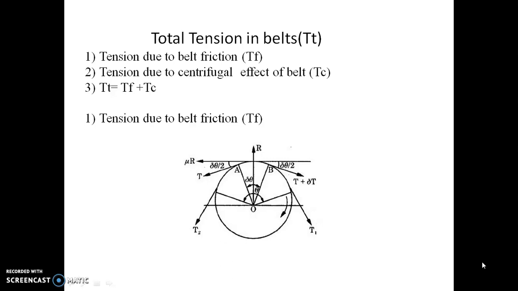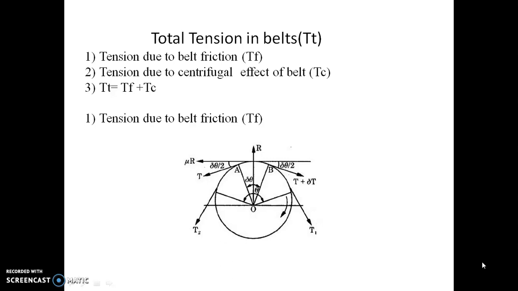The first one is tension due to belt friction. It is denoted by TF. The second, the tension due to centrifugal effect of belt. It is denoted by TC. So the total tension in the belt will be TF plus TC. Now we will see the first parameter, that is tension due to belt friction, TF.